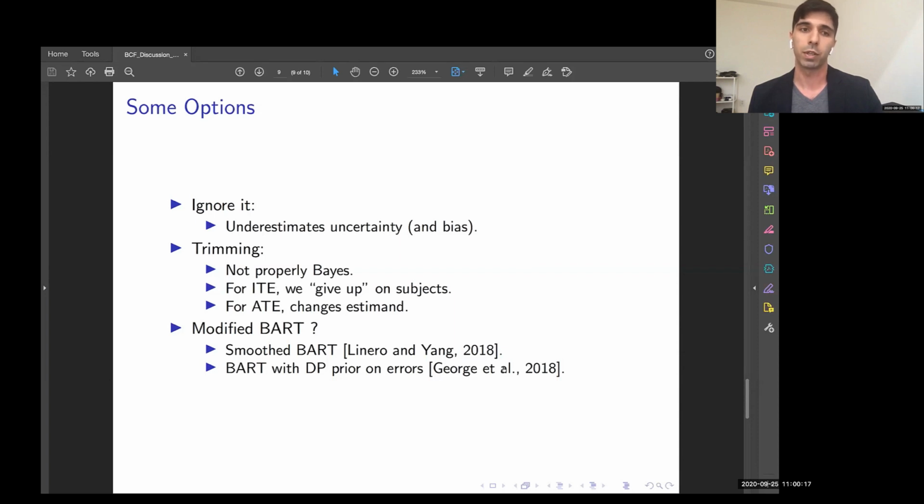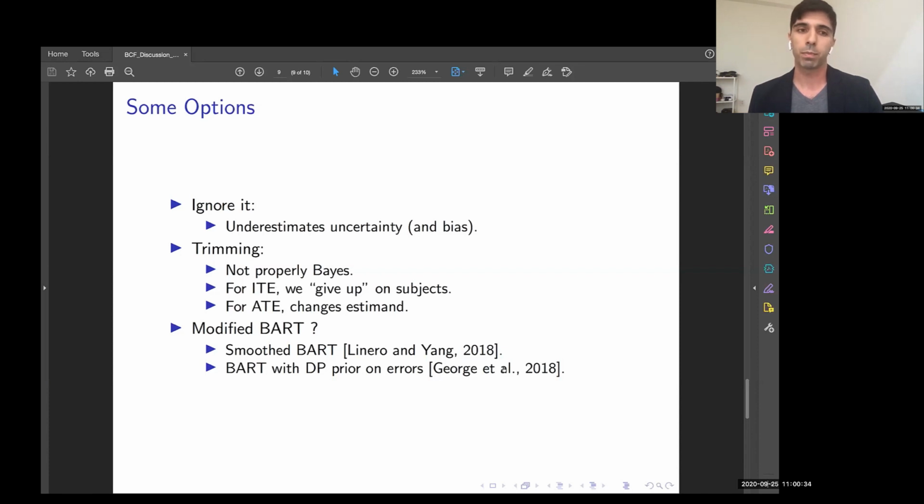non-overlap. And so one thing you could do is just ignore it and run BCF, and then just be cognizant of the fact that we might be underestimating uncertainty for these people in the non-overlap regions, and really just take the inference that we get with a grain of salt.